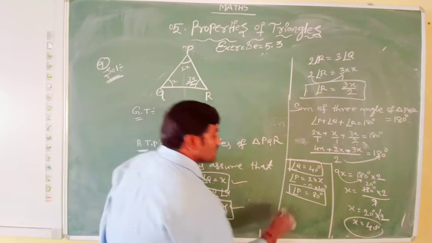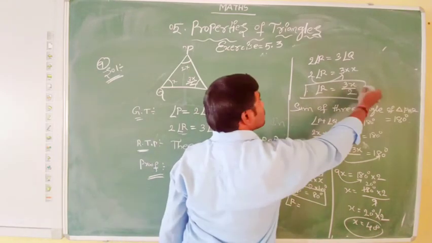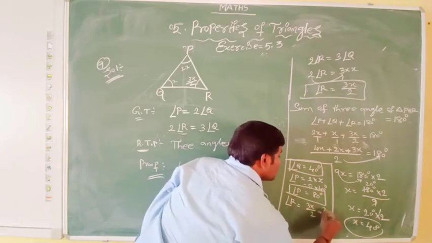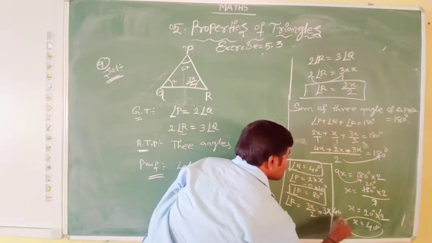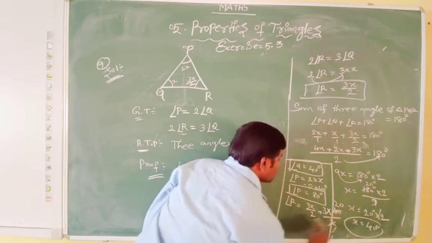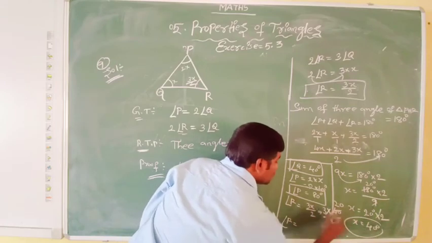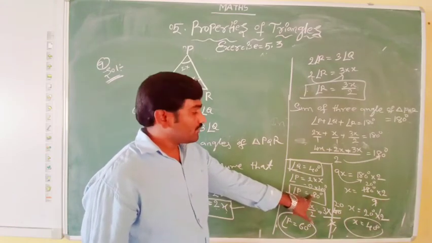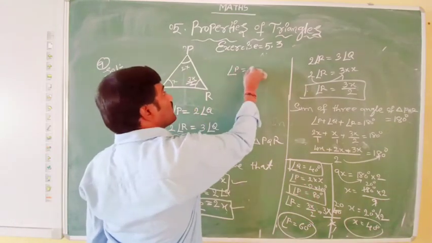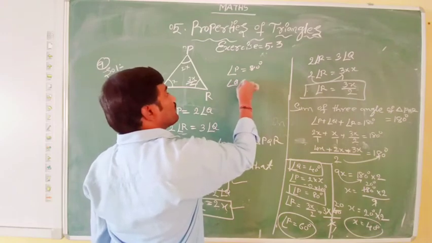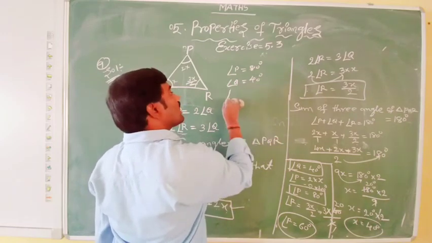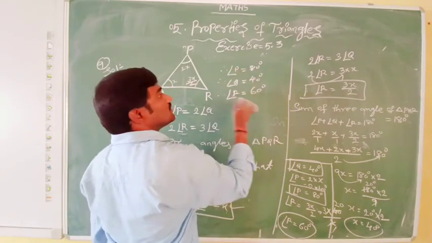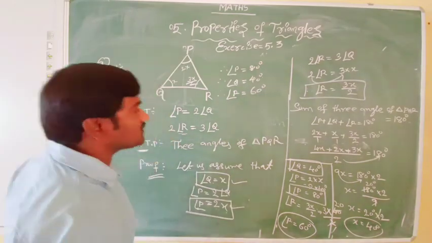Angle Q equals 40 degrees. Then angle R, we got 3x by 2. Now 3 into x is 40 degrees by 2, 2 20s are 40. That means angle R equals 3 into 20, that is 60 degrees. Angle P is 80 degrees, angle Q is 40 degrees, angle R equals 60 degrees. 80 plus 40 is 120, 120 plus 60 is 180.